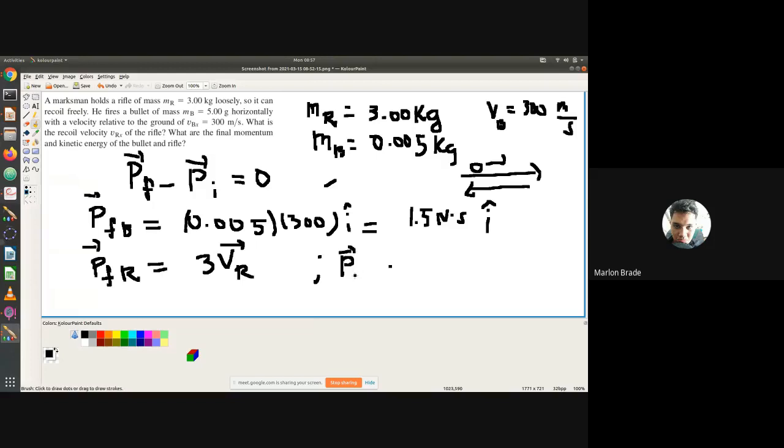The initial momentum of the rifle, PiR, is equal to 0, because at the time it hasn't been fired yet. And the initial momentum of your bullet is equal to 0 as well, at the time it hasn't been fired yet. So the initial momentum of my bullet is also 0. So the second term is all 0. So the only term that remains is my Pf, which is equal to 0.